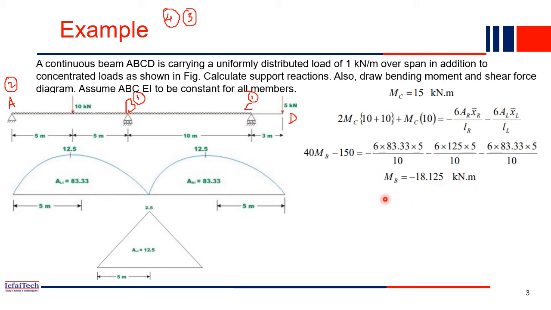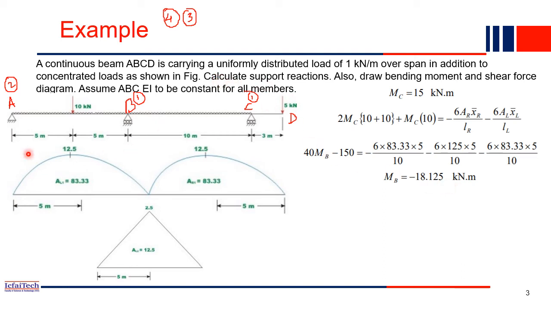So all the reactions from this moment diagram we have to find. Once you plug in all the values, we will get the final MB equal to 18.125. So the moment at B is now 18.125. Now our main objective is what?